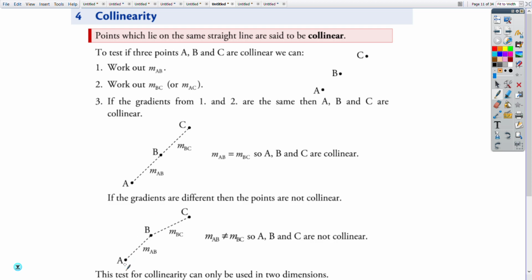You can see that A, B, and C in this example are not collinear to each other because the gradient between A and B and the gradient between B and C are not equal to each other, and so they are said to be not collinear. And so this has got the test here. If we work out the gradient between 2 points, then another gradient, whether that's between B and C or between A and C, then since the 2 lines are parallel, they've got the same gradient, you can prove that those 3 points are collinear to each other.